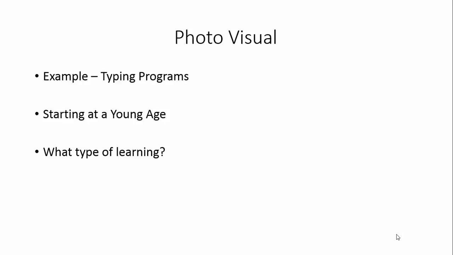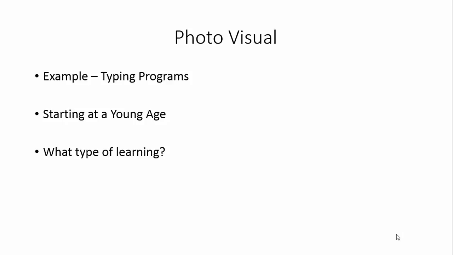The first branch is photovisual. As is kind of self-explanatory, it's visual learning. It's what you see with your eyes, what you can see right in front of you. As we've learned, not all students remember things by just listening or listening and taking notes.